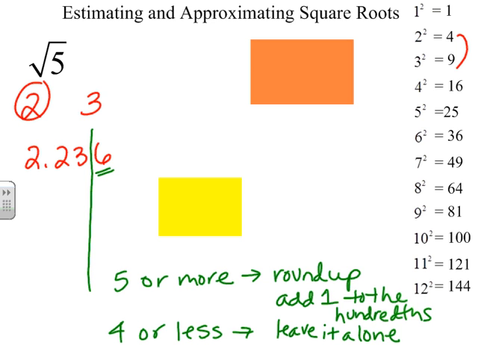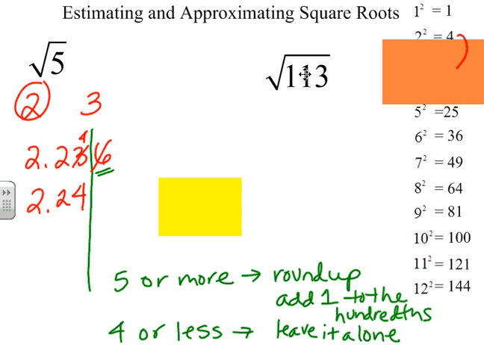Okay, so when we take a look at our problem here, 2.236, this 6 means that we've got to round the 3 up. This will tell us that this 3 will become 4. So when we want to approximate the square root of 5 to the nearest hundredth, we would say it's 2.24, 2 and 24 hundredths. Okay, we're going to do that again.